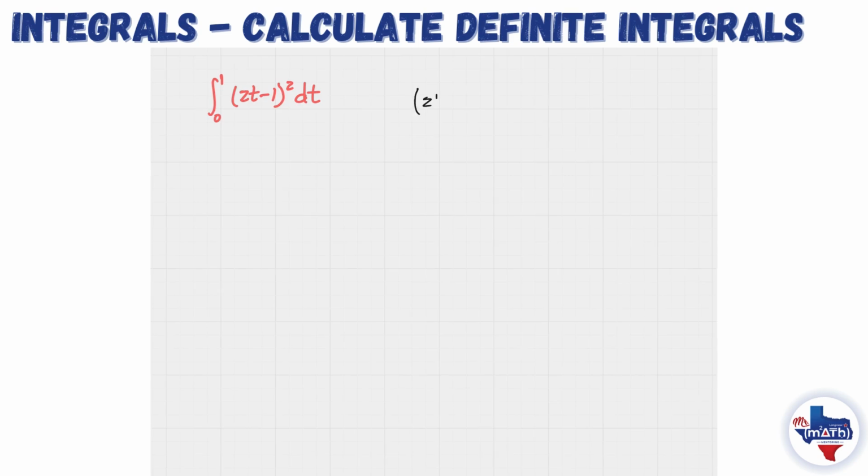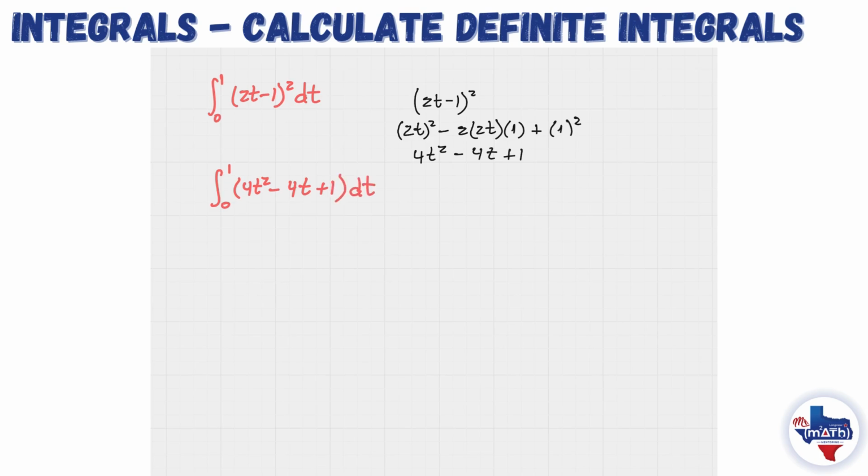Okay, we have (2t minus 1) squared, and what we could remember here is that a binomial squared is equivalent to the square of the first, minus 2 times the first element times the second element, plus the square of the second element. This will be 4t squared minus 4t plus 1. So if we rewrite our problem, this will be the integral from 0 to 1 of 4t squared minus 4t plus 1 dt. Now we're ready to complete the problem.